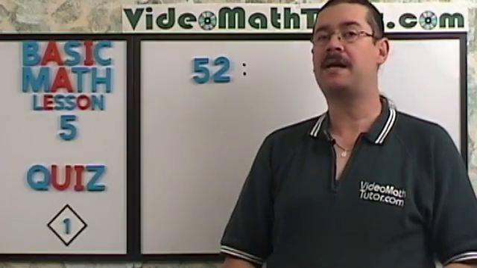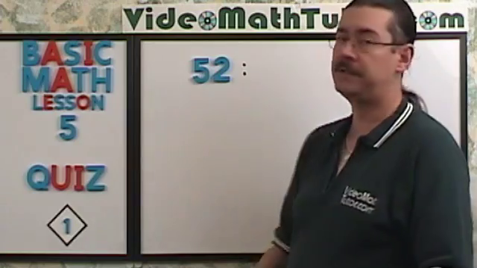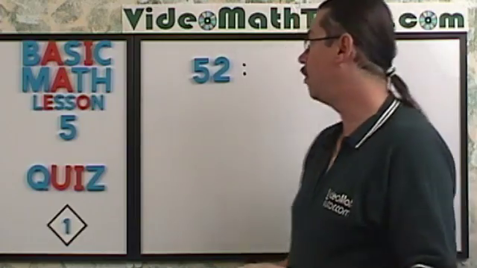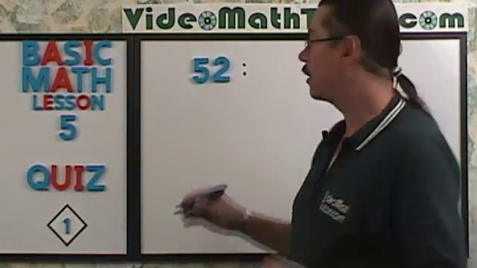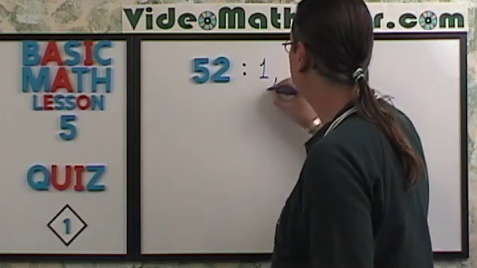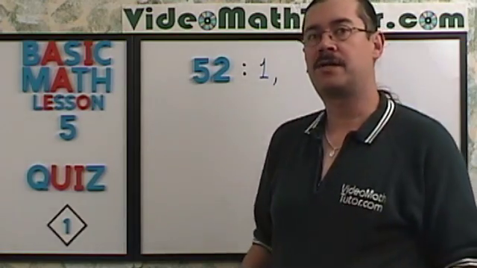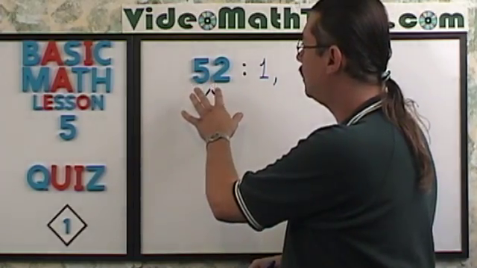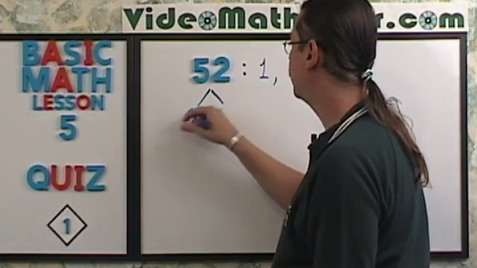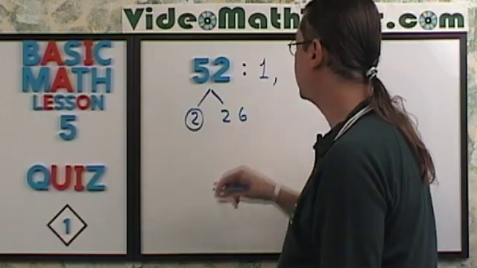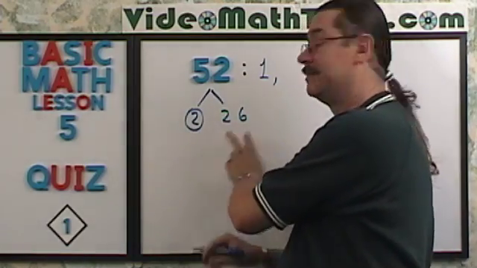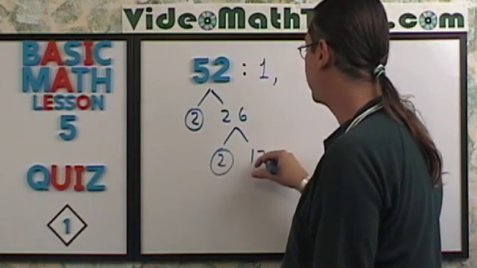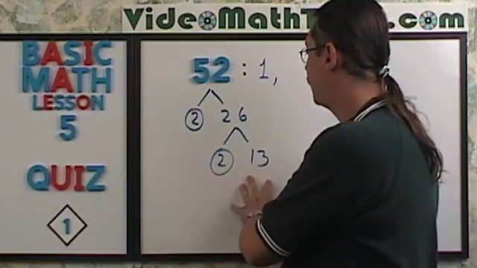For question number 1, we're asked to find the factors of 52. We want all the factors, not just the prime ones. So definitely 1 is going to work. Let's use a factor tree to help us find the others. Well, 52 is even, so there's a 2, and I will get 26 left over, so that's going to be one of the factors. 26 is even, so I can take another 2 out, and I'm left with 13. And that's as far as you can go.